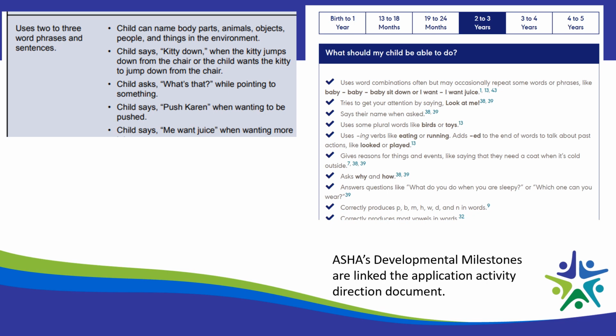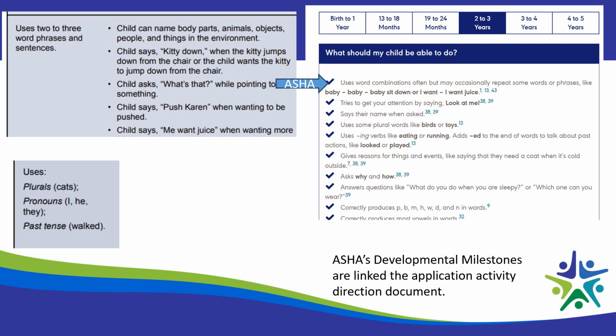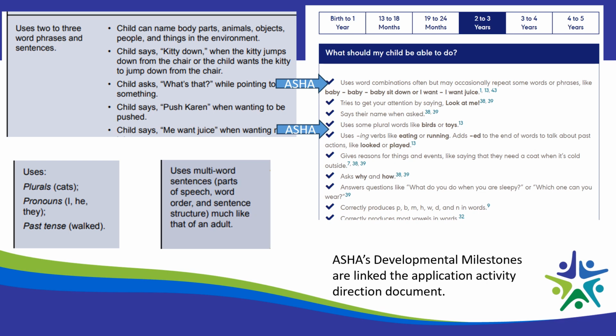And then if I want to make some comparisons, have a little bit more concrete criteria or expectation for the family or for my team members, I can make some comparisons to ASHA's developmental norms. I can see that right around that age 2 to 3 is when we start to expect 2 to 3 word phrases or sentences. If we keep looking down that continuum, we can see eventually we want to see plurals, pronouns, past tense. Again, that occurs right in this age 2 to 3. Then we want more multi-word sentences, more adult-like speech.